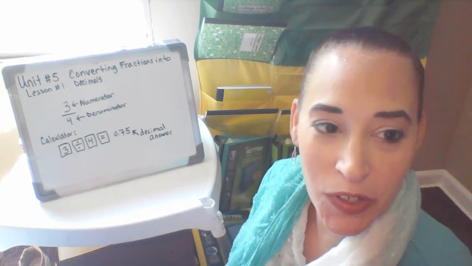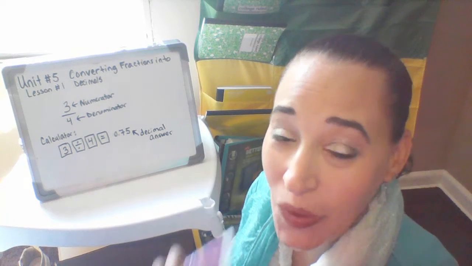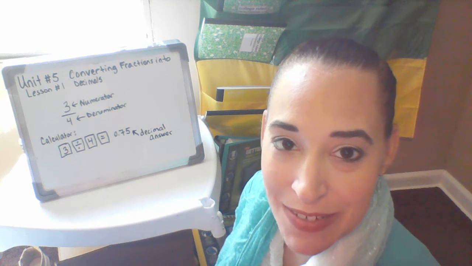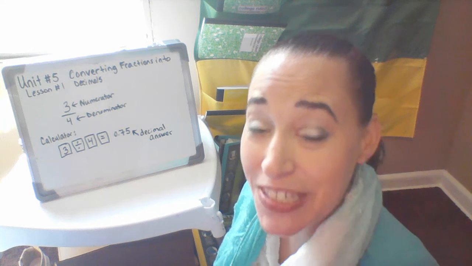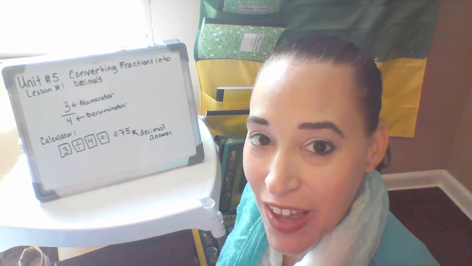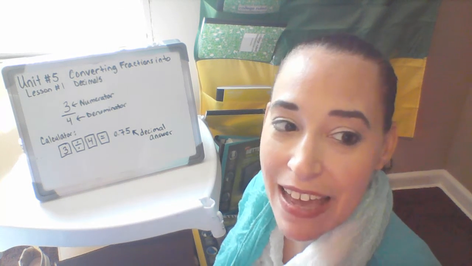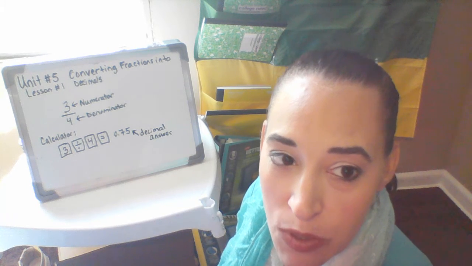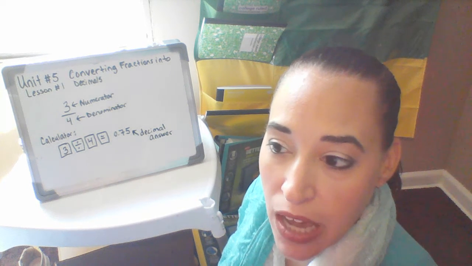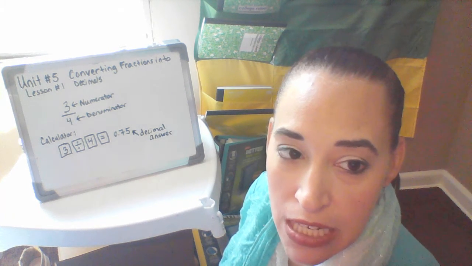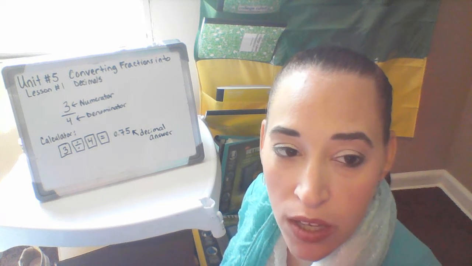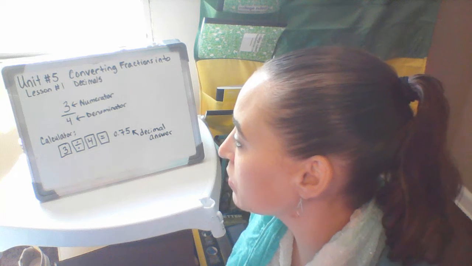Friends, so we're in Unit 5, Lesson number 1. Congratulations, we're almost through, and we only have one more unit left until we can start reviewing for our final. Hooray for us. So Unit 5 is really about decimals and converting back and forth between fractions and decimals and percents. Okay, so lesson number 1, we're converting fractions into decimals.